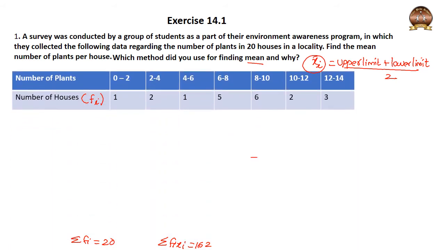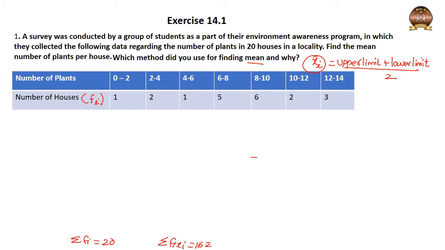Here is the question: number of plants 0 to 2, 2 to 4, 4 to 6, 6 to 8, 8 to 10, 10 to 12, and here the corresponding frequencies are given. Number of houses are nothing but the frequencies, that is fi, and here the classes are given. Since it is grouped data, it is an exclusive type, a continuous group data.